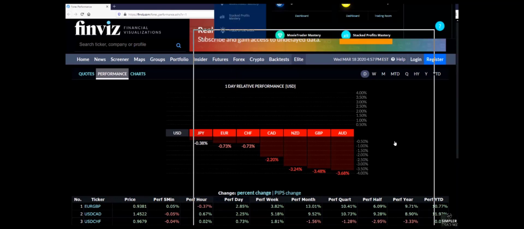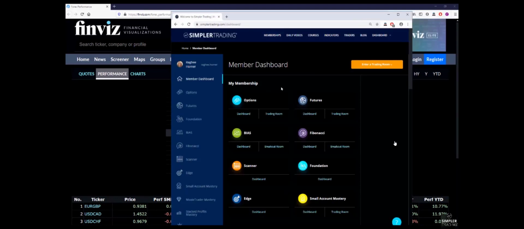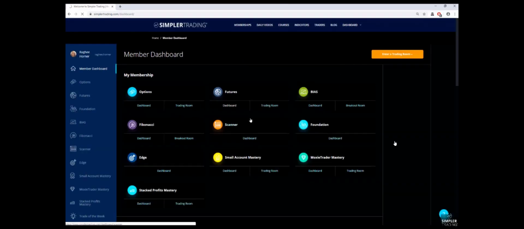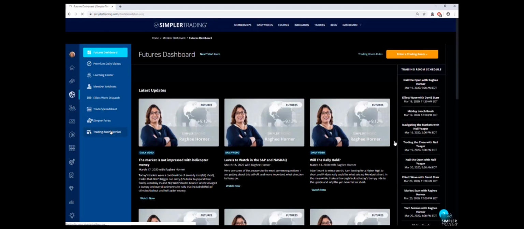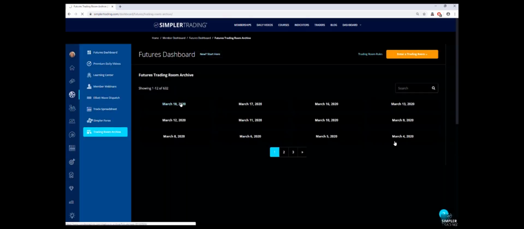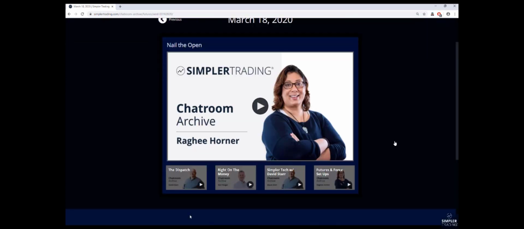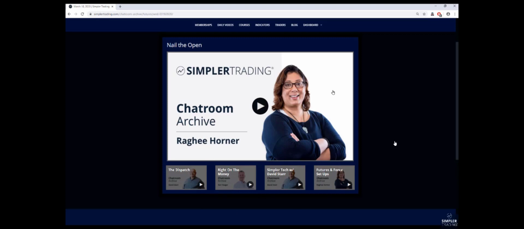And by the way, where do you find that? When you're in the members area and you're in your futures dashboard, you'll notice there's a menu to the left, and at the very bottom you'll see Trading Room Archive. Within the Trading Room Archive you have each day, and you open that up and you'll have the session that I did with you this morning, followed by David's session, followed by Neil's session, etc. So all of that is here, and they're available all the days.